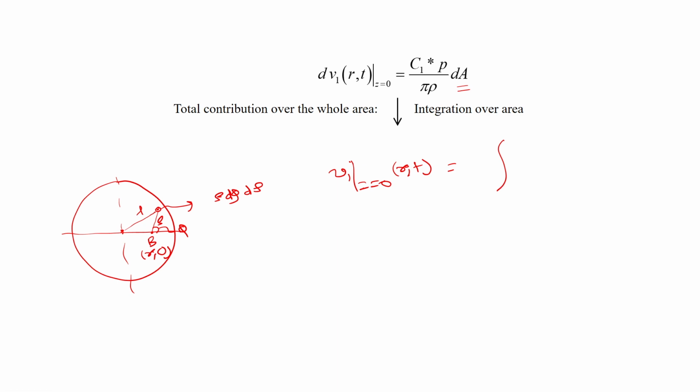So, it will be C1 into C1 star, this is P and this is pi rho, and here you have to integrate with respect to rho d phi into d rho, like that, and you have to integrate it over the area. So, that will be with respect to area. So, area will vary from 0 to rho 1 here, and then over here it will be from 0 to 2 pi. So, rho will vary from 0 to rho 1 and phi will vary from 0 to 2 pi, like that.